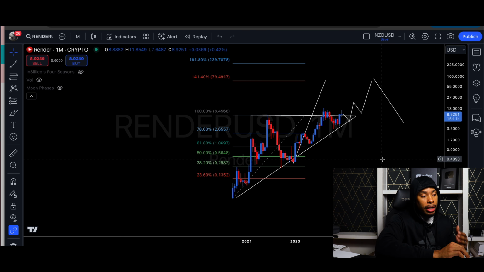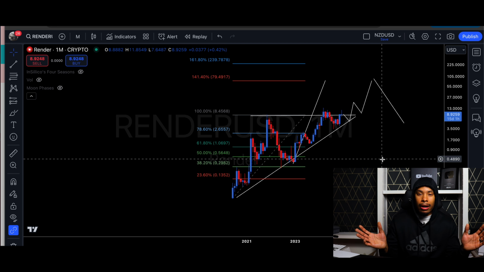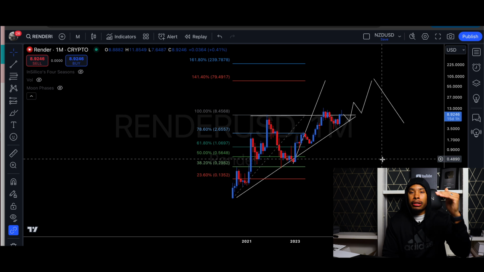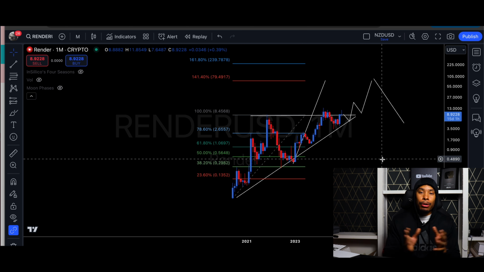Okay, so this is one that you do not want to sleep on, is Render. Render is awesome, it is slept on. You don't really hear anybody talking about it because it's like number 33 or something of the most popular cryptocurrencies right now, right? Everybody's paying attention to Bitcoin, Ethereum, XRP, XLM, HBAR, a few of these other most popular ones, Litecoin, but Render is slept on.